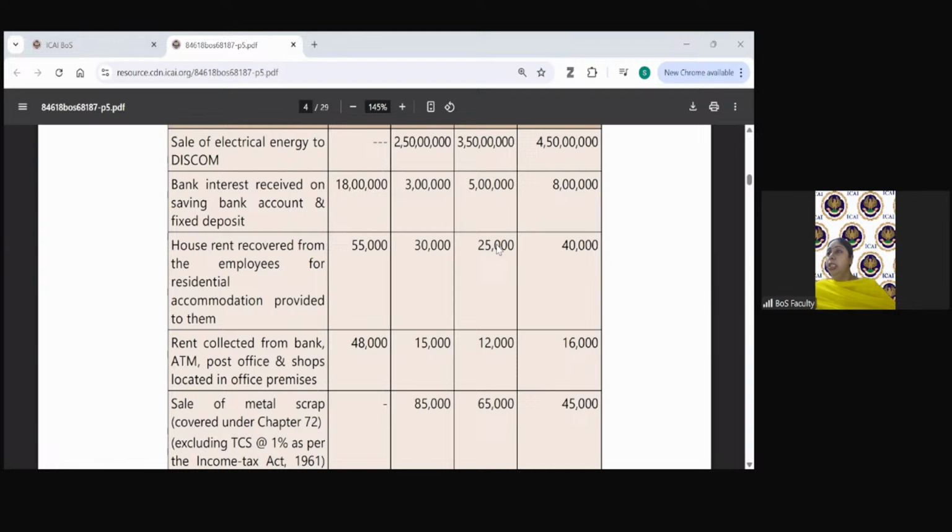Avadh has also given the correct answer now. So, Prashant, Avadh, you're right. You have given the reasoning also. And let us see each of these entries. House rent recovered from the employees for residential accommodation.